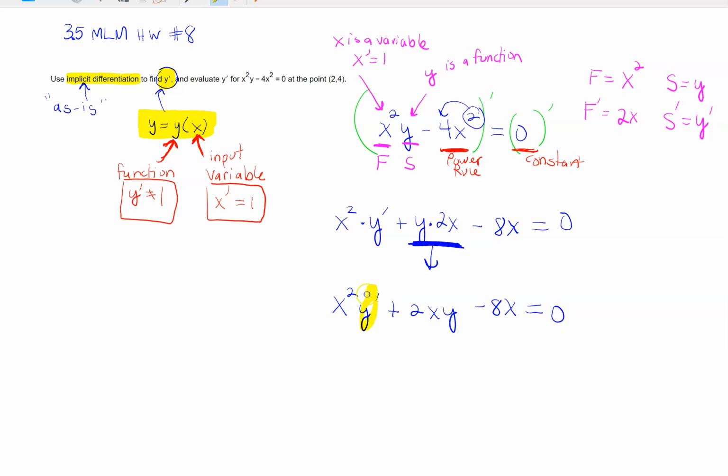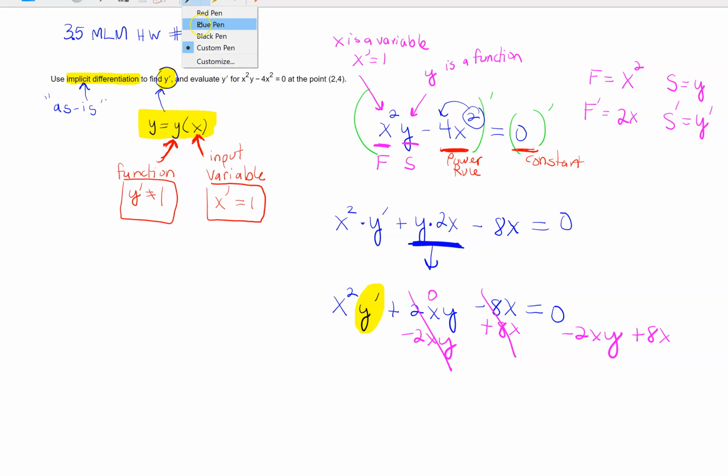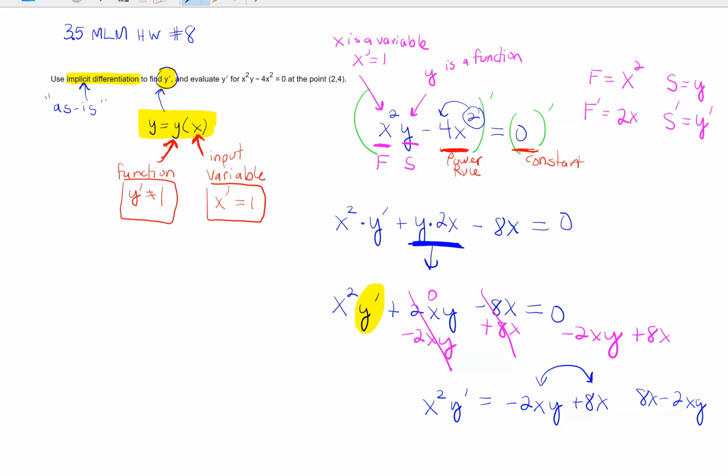We're trying to get y prime alone, so all I need to do is subtract the 2xy from both sides and add the 8x to both sides. That would give me x squared y prime equals -2xy plus 8x. And you could flip-flop the order on those two; you could write 8x first minus 2xy second if you wanted to. And then now we just have to divide by x squared. Okay, so that's our y prime.